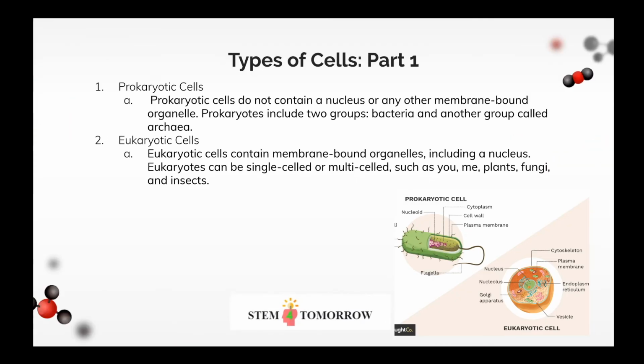Types of cells, Part 1. Prokaryotic cells. Prokaryotic cells do not contain a nucleus or any other membrane-bound organelle. Prokaryotes include two types, such as bacteria and another group called archaea. Eukaryotic cells contain membrane-bound organelles, which include a nucleus. Eukaryotes can be single-celled or multicelled, such as a human like me, plants, fungi, and insects.